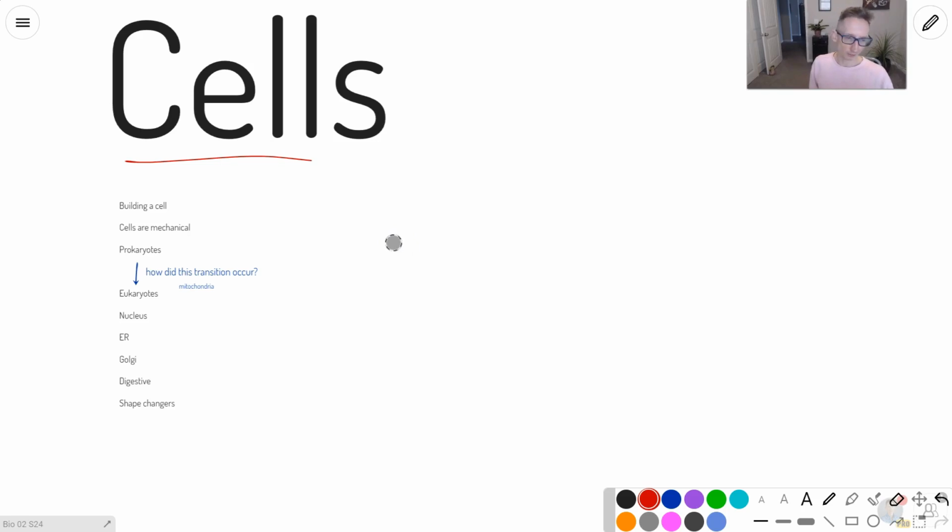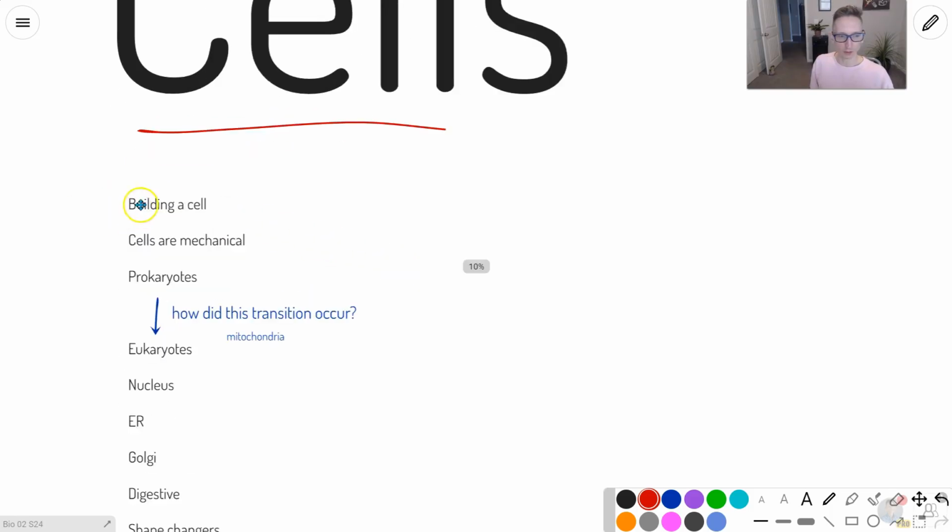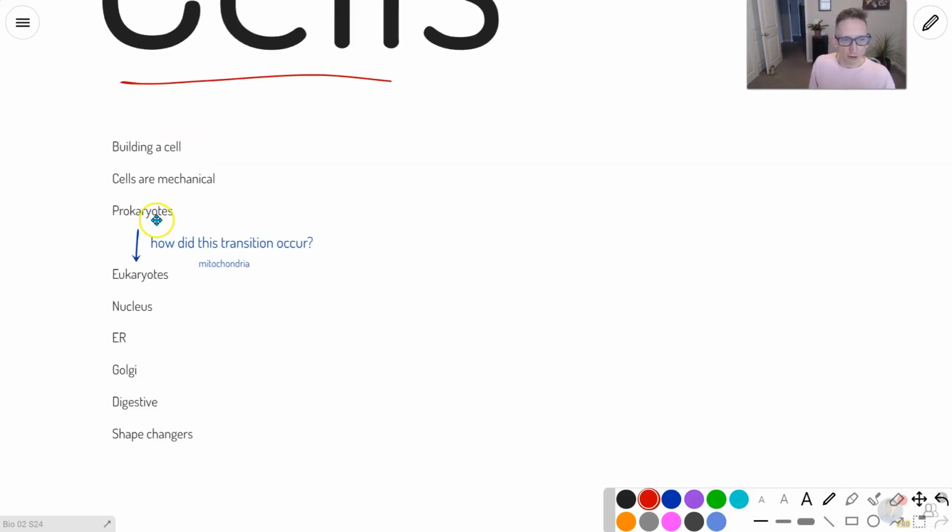It's pretty nifty. This is what you're made out of. So we're going to start off by talking about how we make a cell. Then I've got a little presentation I want to give you on how cells are mechanical, just to change your mind on how you view cells. Then we'll get into prokaryotes, which are like bacteria, and then how we transition into eukaryotes. That's your cells. And then we'll go through the different parts of the cell and what they do.